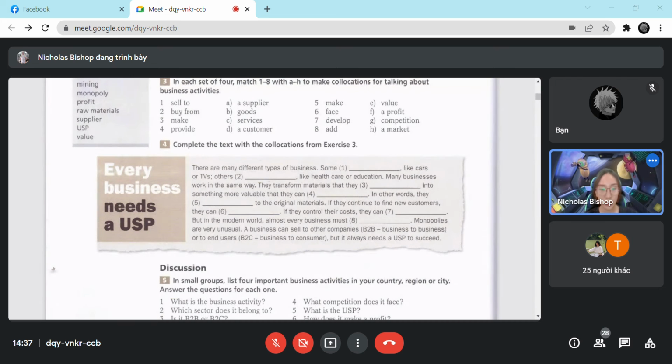In other words, they add value to the original materials. If they continue to find new customers, they can develop a market. Okay, and then we just have two more, the remaining ones. If they control their costs, they can blah, blah, blah. But in the modern world, almost every business must blah, blah, blah.